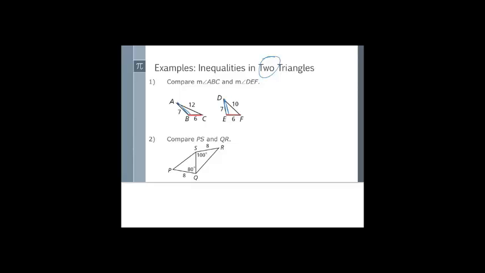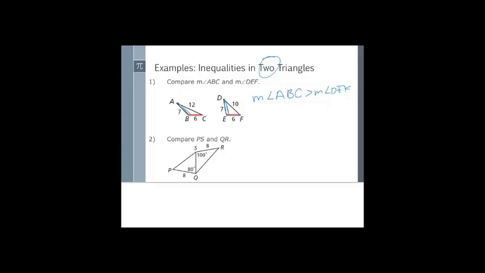Okay, so when we make this comparison, we're going to say that the measure of angle ABC is larger than the measure of angle DEF, and that's because the side opposite ABC is 12, while the side opposite DEF is 10, and 12 is obviously larger than 10. Okay, compare PS and QR. Okay, so in other words, which one is larger or which one is smaller?